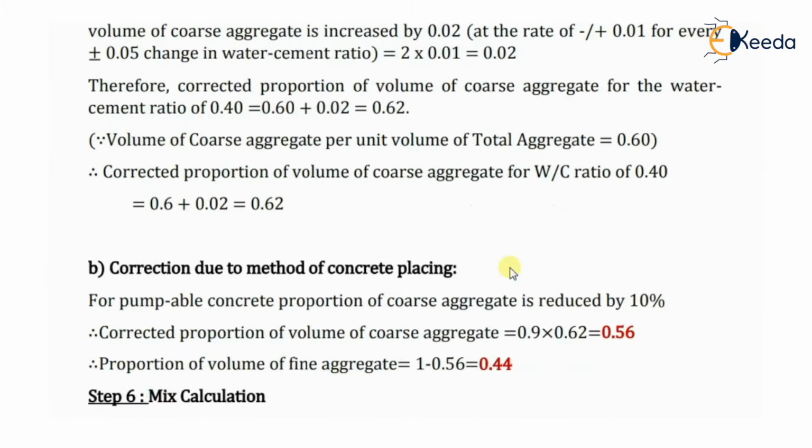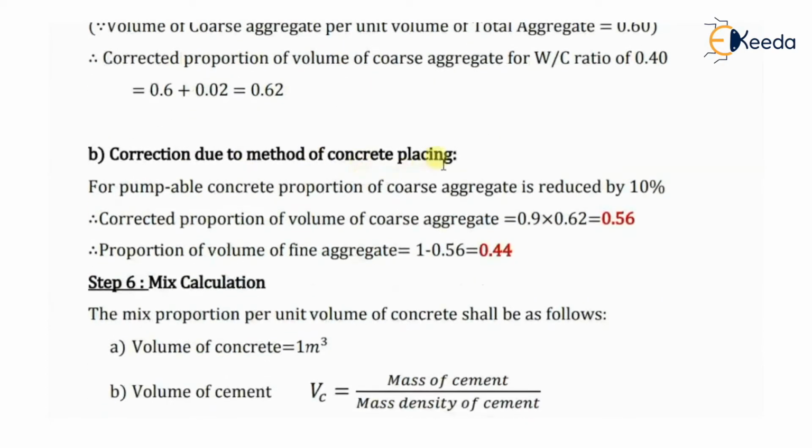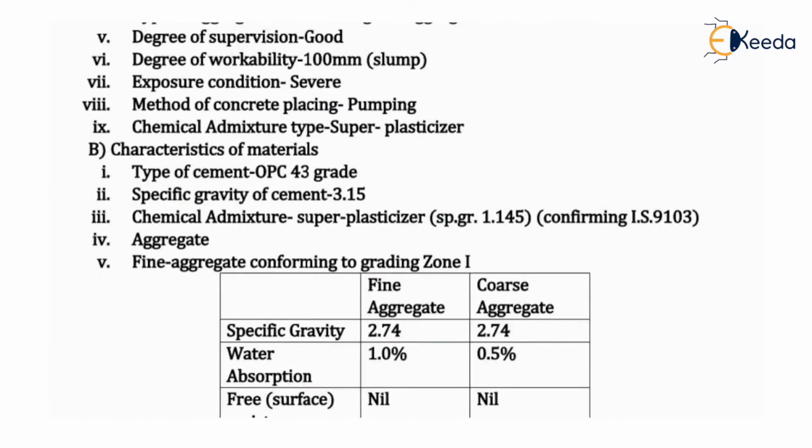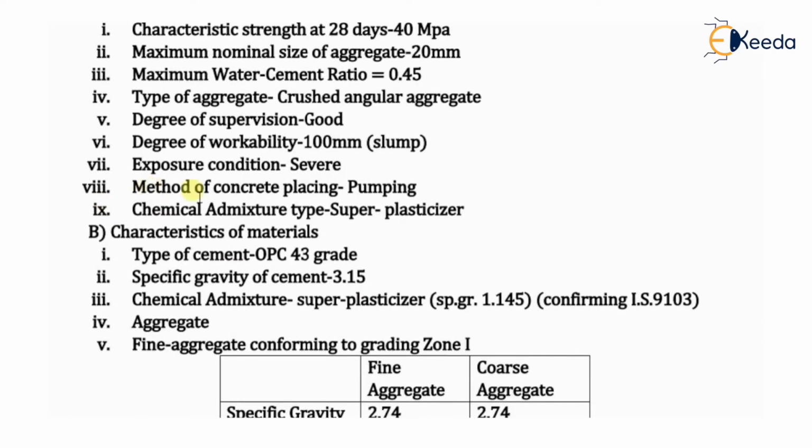Now there is one more correction due to the method of concrete placing. For pumpable concrete, the proportion of coarse aggregate is to be reduced by 10%. As the IS code says, if you are using pumpable concrete, the proportion of coarse aggregate is to be reduced by 10%. Why am I using pumpable concrete here? Because it is given in the problem statement. Let's check the problem statement again. The method of concrete placing is pumping, meaning pumpable concrete.